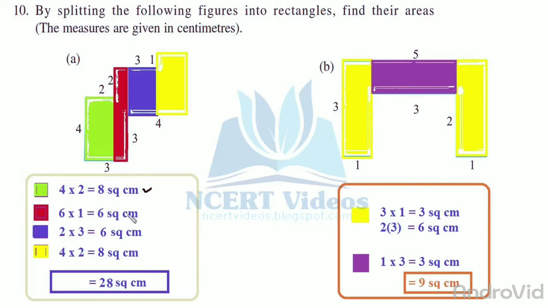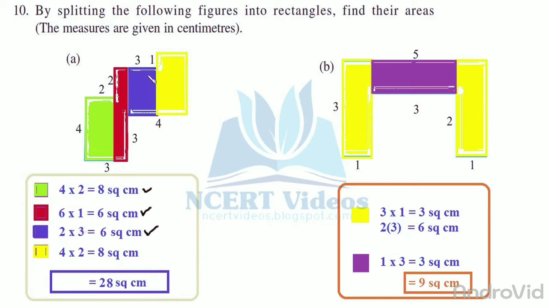So 6 into 1 is 6 square centimeter. Now this blue portion, how do we get 2? We get 2 because this total was 3 and this was, from the previous explanation, 2. And how do we get 3? 3 is given to us, therefore it is 6.